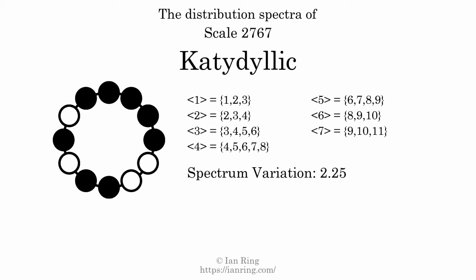Since the variation is greater than 0, this indicates that the scale is not perfectly even. The highest spectrum width is 4. Since this is greater than 1, we know that this scale is not maximally even.